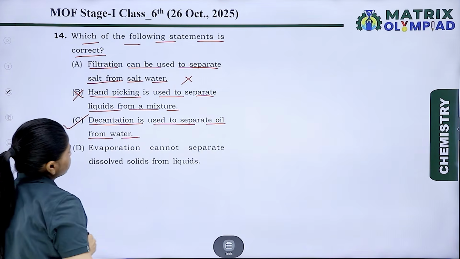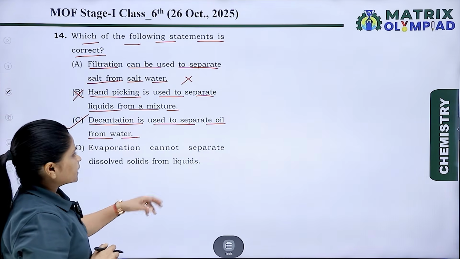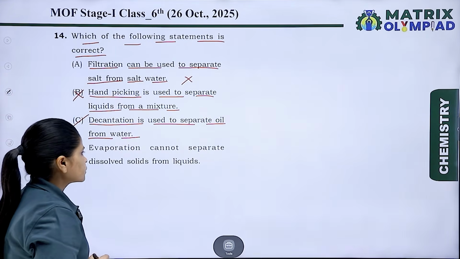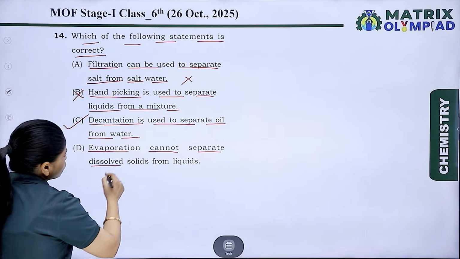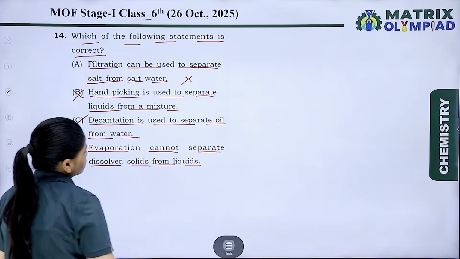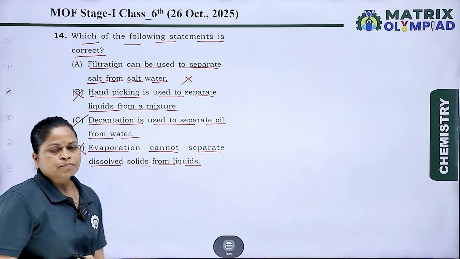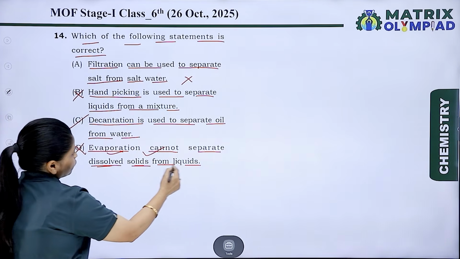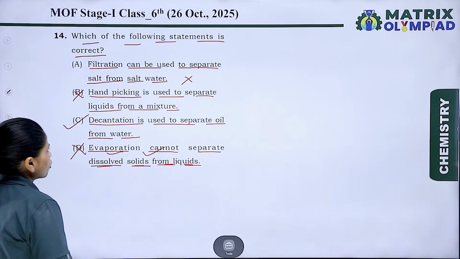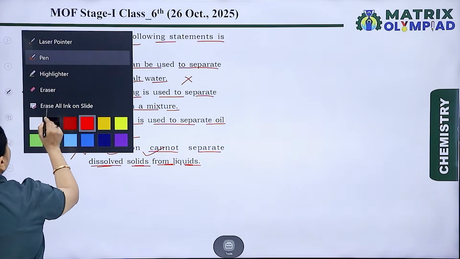Decantation is used to separate oil from water. Yes, this is perfectly correct because by decantation we can separate an oil and water mixture. Evaporation cannot separate dissolved solid from liquids. No, this is not correct because evaporation can separate dissolved solid from the liquid. So it is wrong. And the correct option is C. Let's discuss the next question.